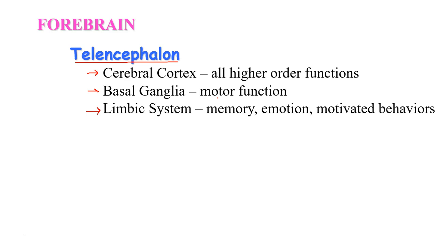The limbic system handles what's known as motivated behaviors, behaviors that animals or people will work hard to obtain or perform, so things like food and sleep. It also handles things like emotion and memory function. So let's tackle the cerebral cortex in a little bit greater detail.